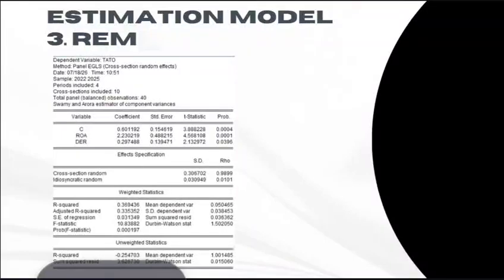And lastly, the third model is the random effect model, or REM. This treats company-specific differences as random rather than fixed, which is a more efficient approach under certain statistical assumptions. The output here uses the Swamy and Arora estimator for the variance components.